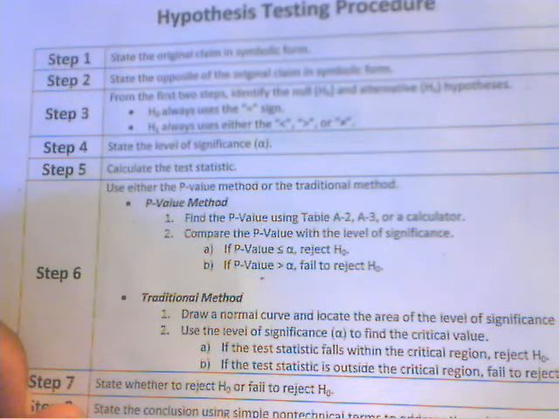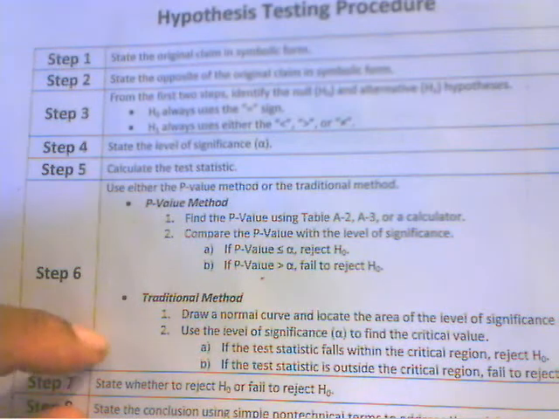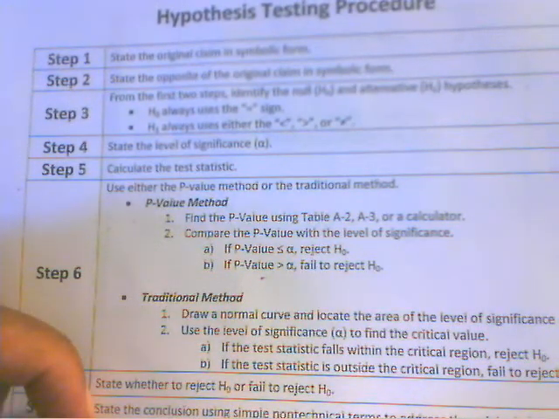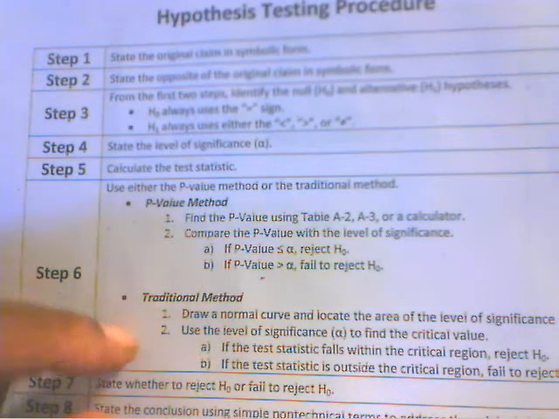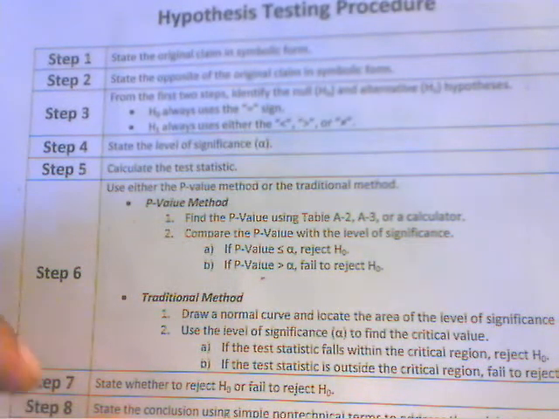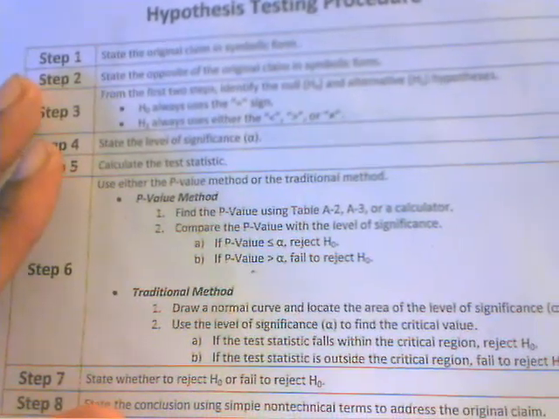Now, if the p-value is less than or equal to alpha, you're going to reject the null hypothesis. Or if the p-value is greater than alpha, you're going to fail to reject the null hypothesis. Okay. Now, the traditional method is using the critical value.